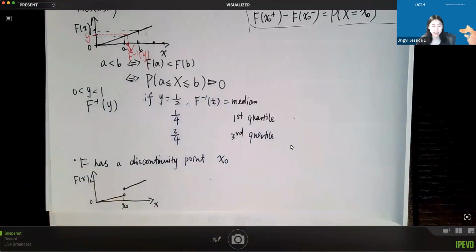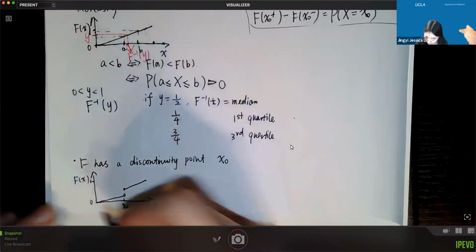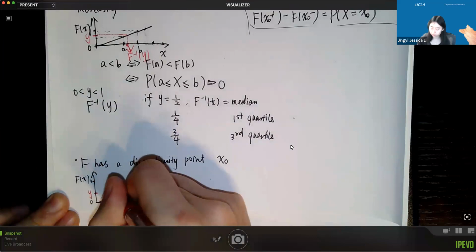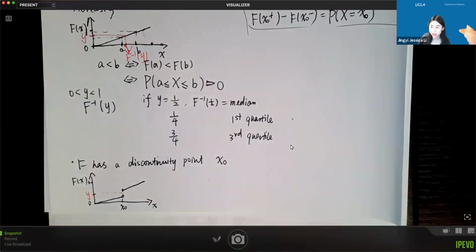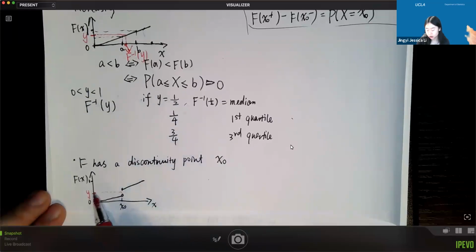Whenever this happens, we run into an issue. Because there is a gap in the middle, a very natural question is, what if my y directly falls into the gap? To help you understand this issue, maybe before x0, my probability is only 1/3. And after x0, my probability jumps to 1/2. From 1/3 to 1/2. There is a gap in the middle, right? Then what if my y just falls into the middle? And how can we find its inverse?